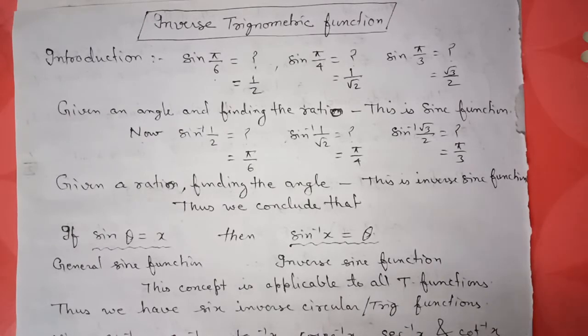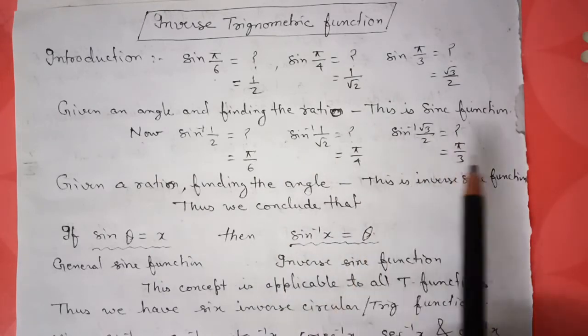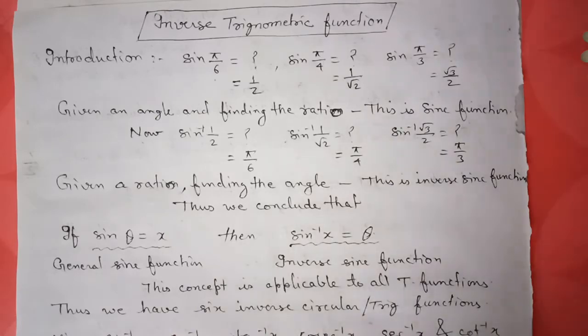That means given an angle and finding the ratio. The sine function associates the angles with the ratio. This is the general sine function. Now let me ask the question in a different way, in a different fashion.